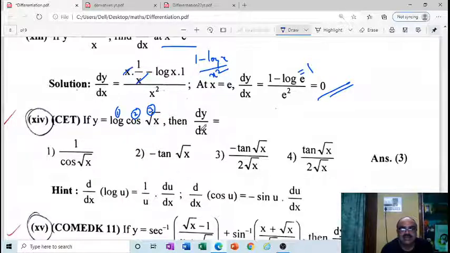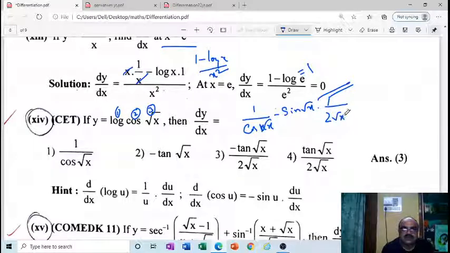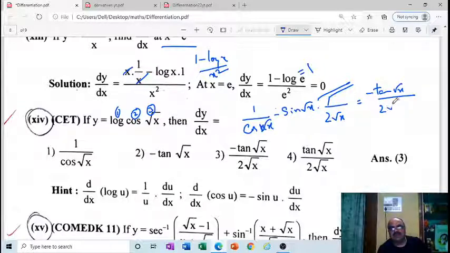So log differentiation will be 1 by cos root x. Then second thing, cos differentiation: minus sin root x. And third, root x differentiation: 1 by 2 root x. Minus of sin root x by cos root x will be minus tan root x divided by 2 root x.